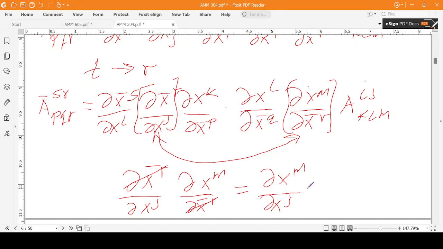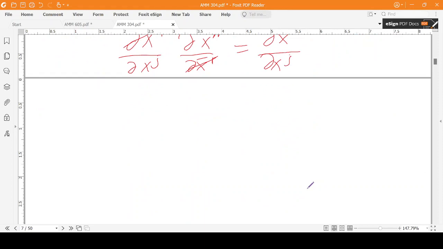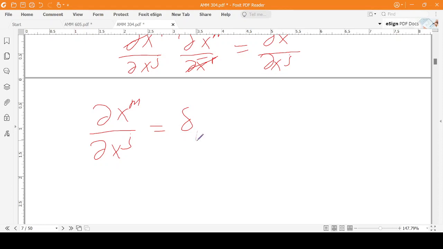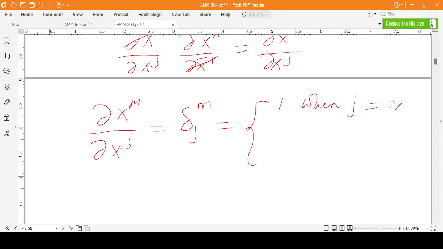Now, the partial derivative of xm with respect to xj is the same as delta jm, which has the value 1 when j is equal to m, and 0 when j is not equal to m.